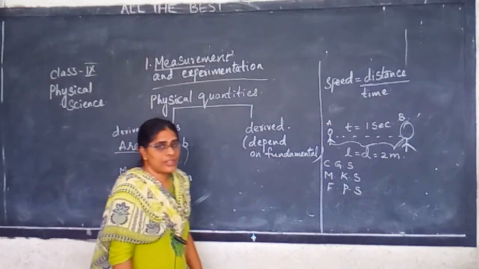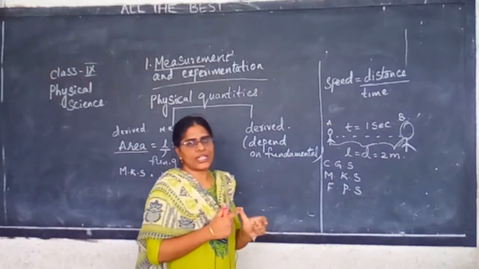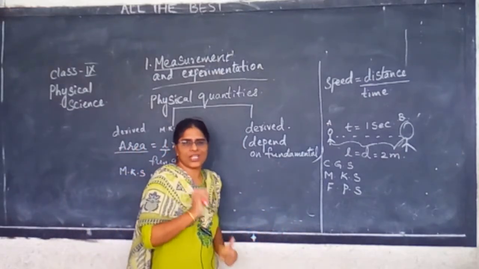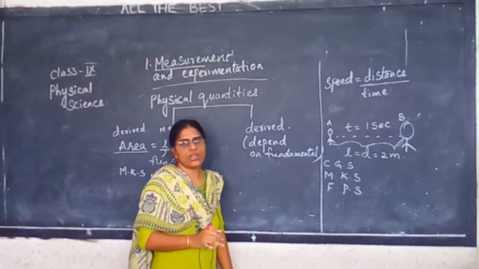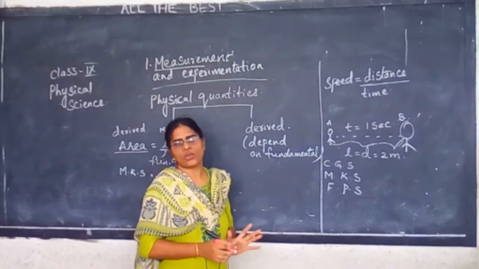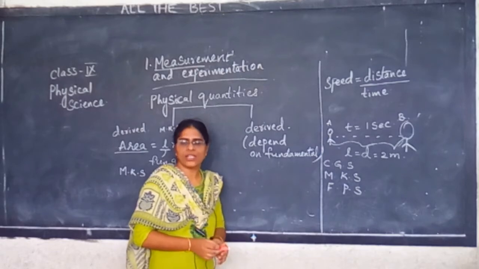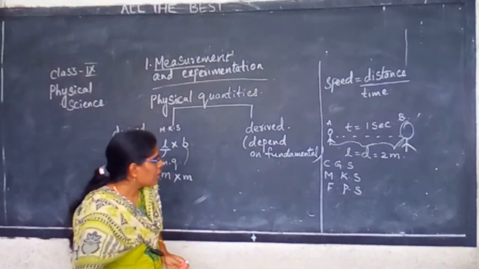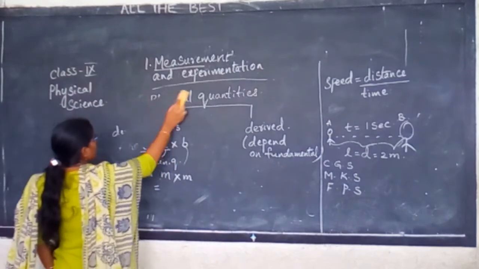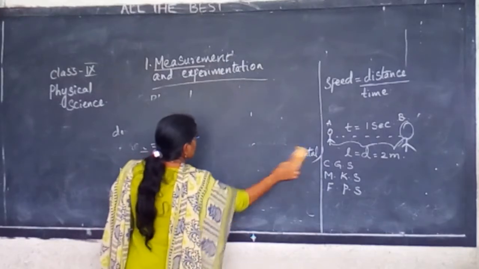Children, today we have learned about a physical quantity, how to represent a physical quantity, what is a fundamental quantity, next is a derived quantity. Now, I will give you only 2 questions for your homework. You find out.